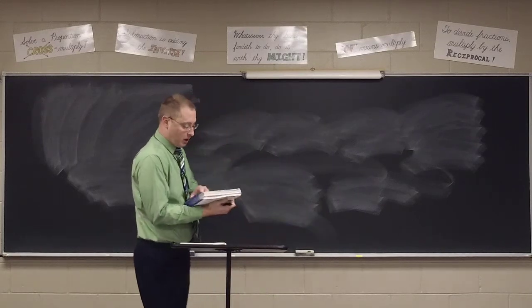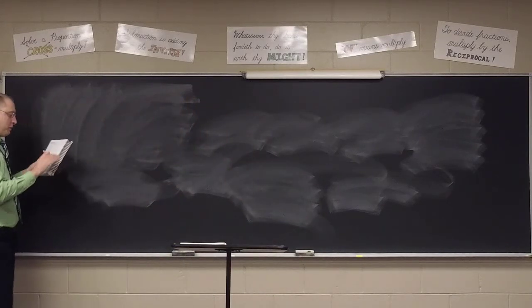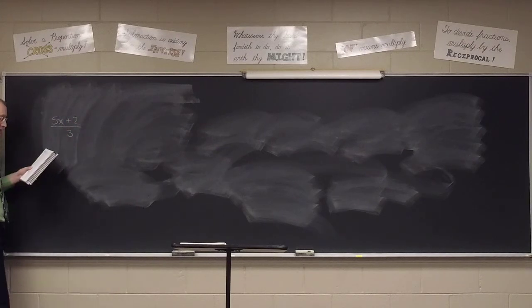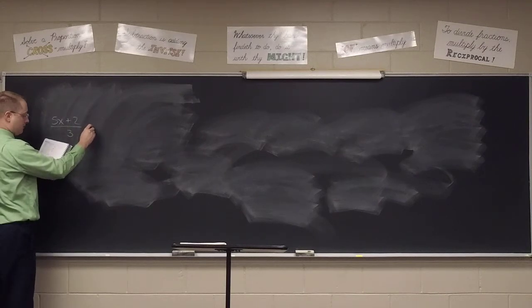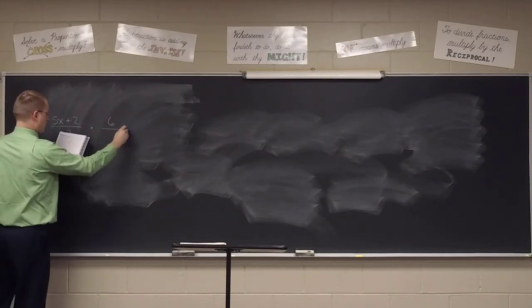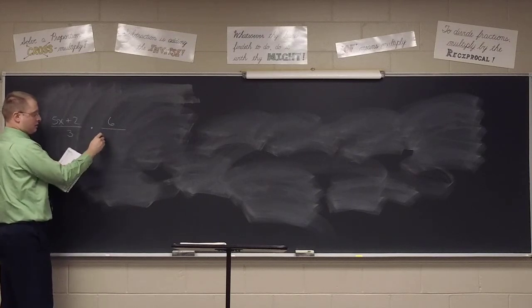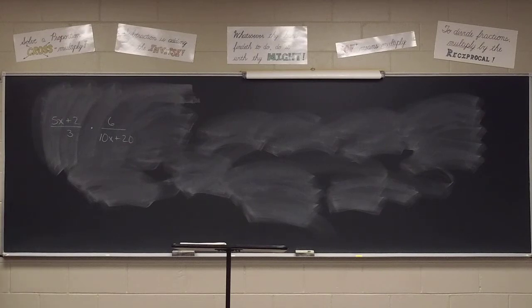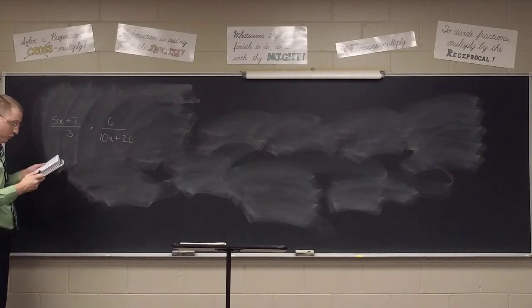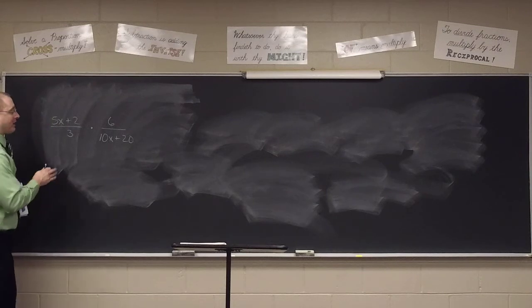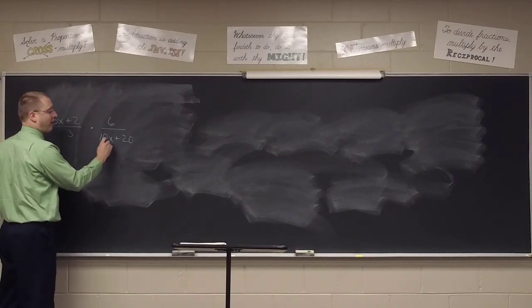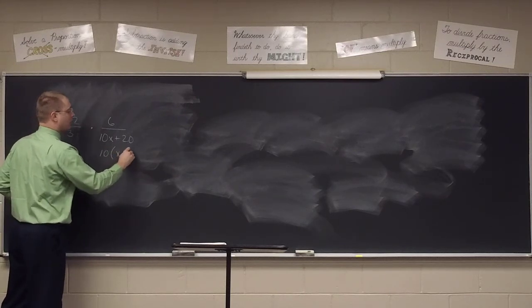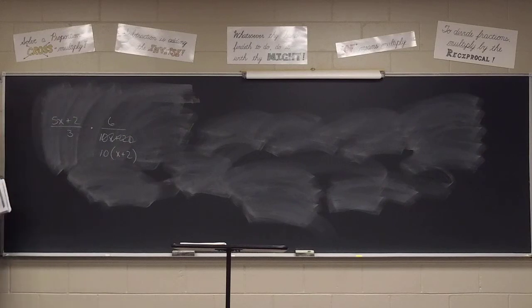So on number 12, I would not even write down number 12 the way it's written. I would write 5x plus 2 over 3, Gavin, times 6 over 10x positive 20. There we go. We're going to write it down as a multiplication problem. Now, if you wanted to, you could write it down in factored form. That would be perfectly fine. And if I did want to write it down in factored form, what would I have written right here, Gavin? 10 times x positive 2. There we go. And that's the only factoring I can do.